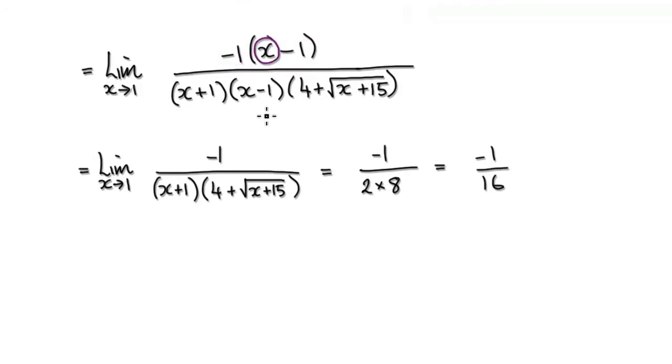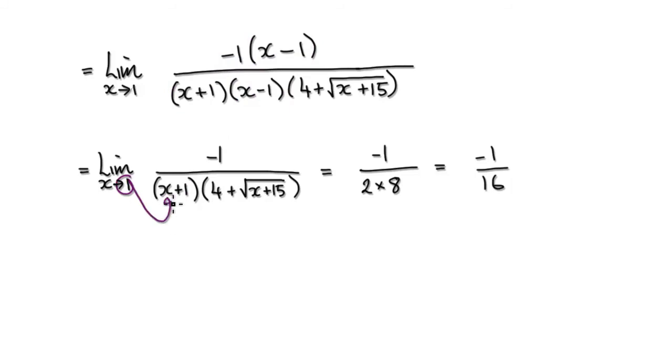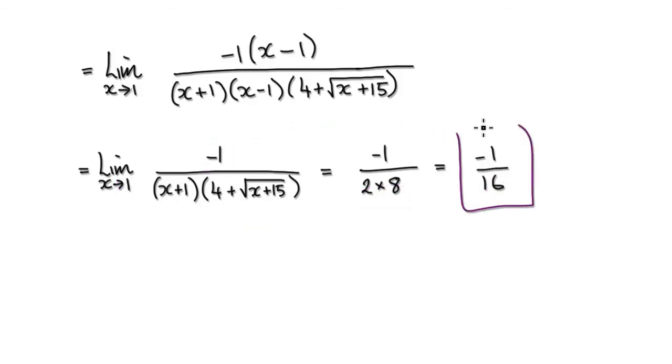Okay, so now that the x is positive, this is also positive, and then you've got minus 1. So this thing here will get cancelled out with this thing down here. That will then give you negative 1, and then this thing. So now you can put 1 into here, and it doesn't really break down. This will be 2, and then put 1 into here. That would be square root of 16, which is 4. 4 plus 4 would be 8. So the denominator would be 16, and then you've got the negative 1 at the top. So the limit here is negative 1 over 16. Okay.